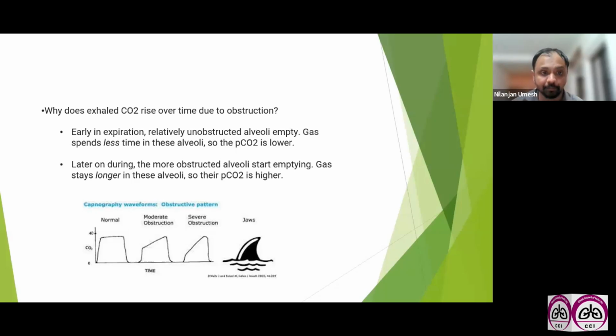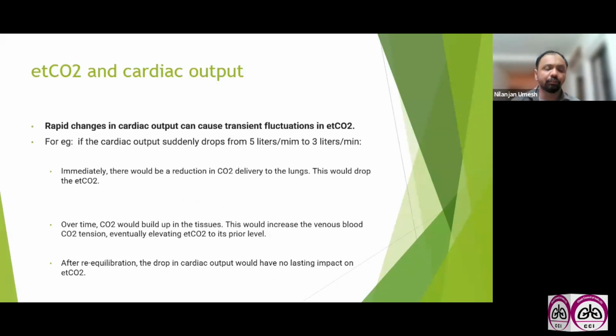When they start emptying, the gas stays longer in the alveoli, so the PCO2 is higher. Now, the relation between EtCO2 and cardiac output.